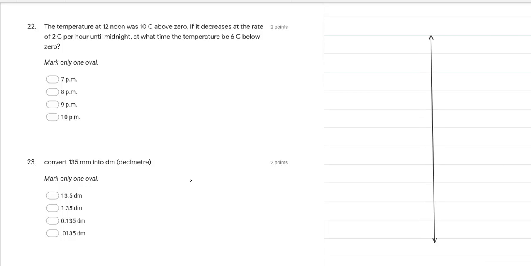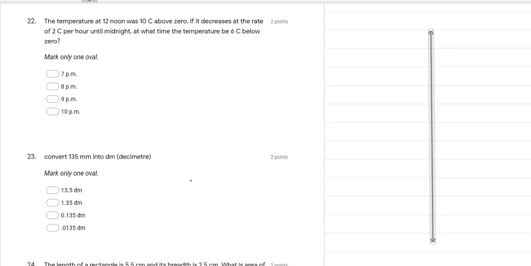Suppose I take a scale in which right now the starting is 10 degrees Celsius above 0 and the time is 12 noon, that is 12 p.m. It is saying the temperature is decreasing at the rate of 2 degrees Celsius per hour. So right now the temperature is 10 degrees Celsius. Next hour, that is 1 p.m., how much will it be?